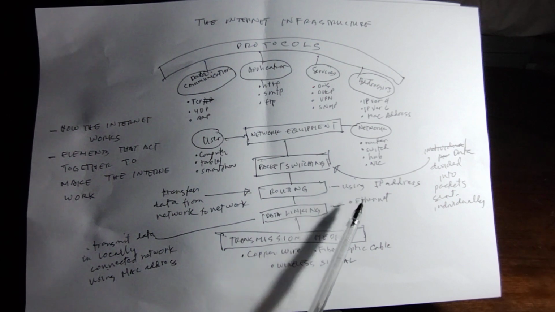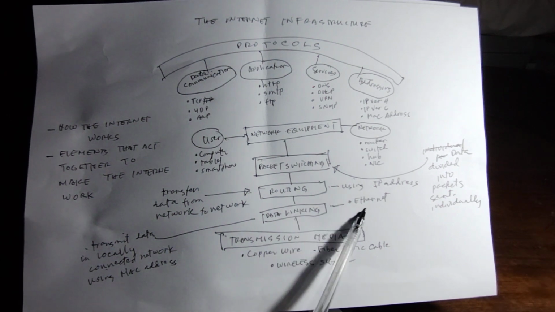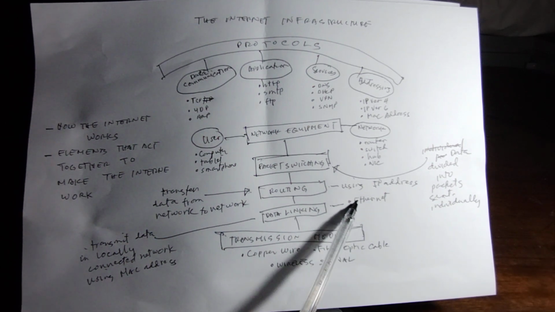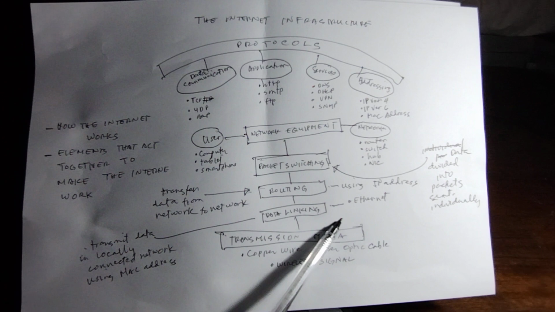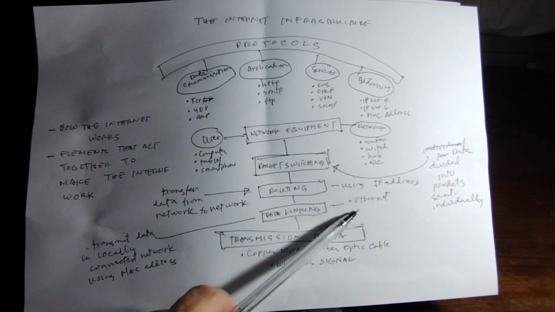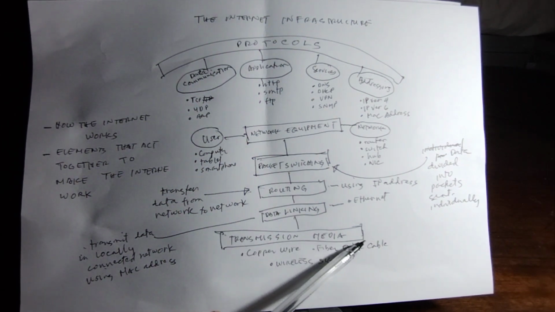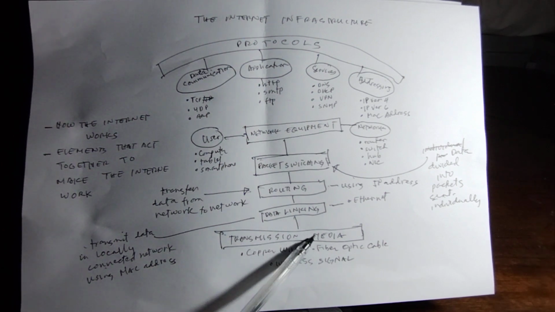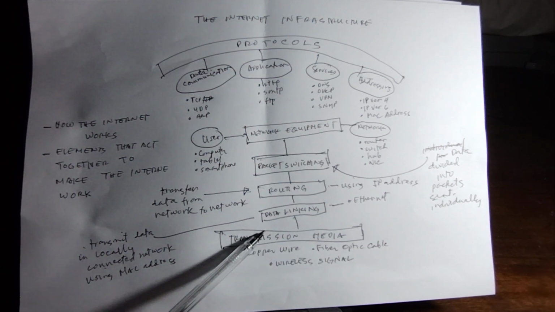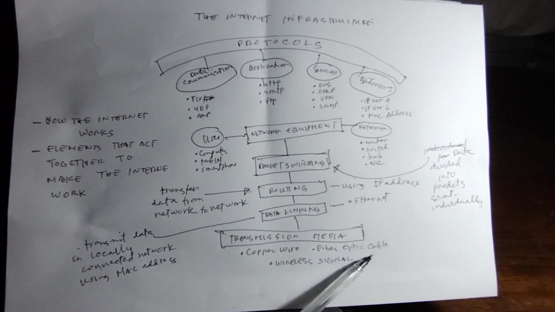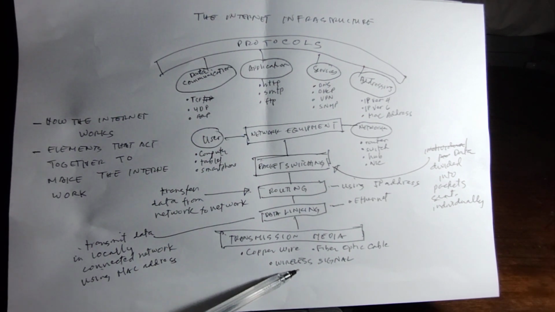An example of this is the Ethernet standard, which is composed of collision avoidance and collision detection methods. And all of this happens within a transmission medium, which is the physical media by which data travels through. And it can be a copper wire, a fiber optic cable, or a wireless signal, like Wi-Fi.